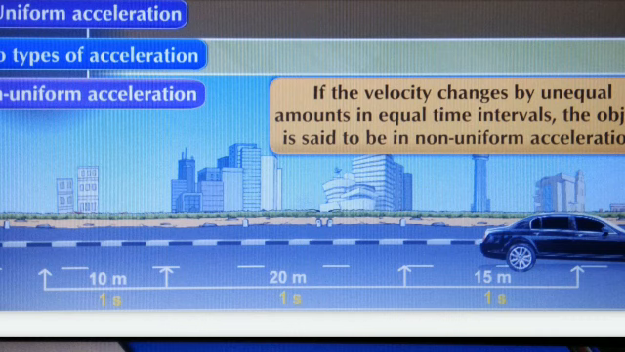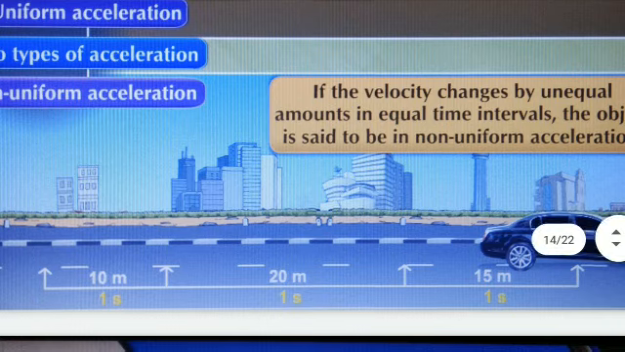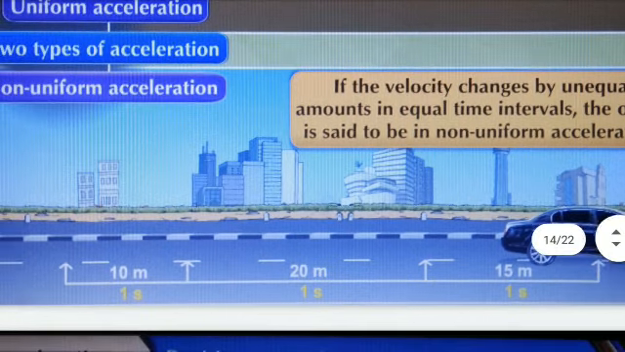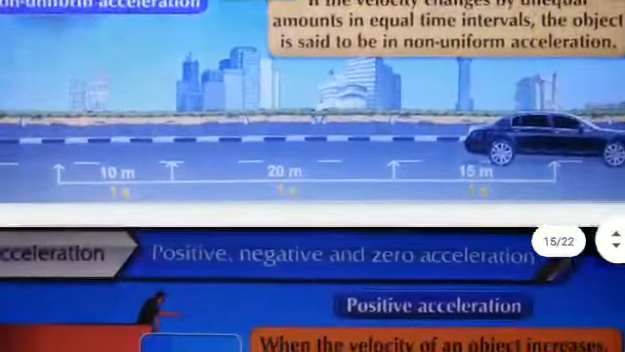That means it is not equal distance traveled in equal time intervals. Therefore, if the velocity changes by unequal amounts in equal time intervals, the object is said to be in non-uniform acceleration.